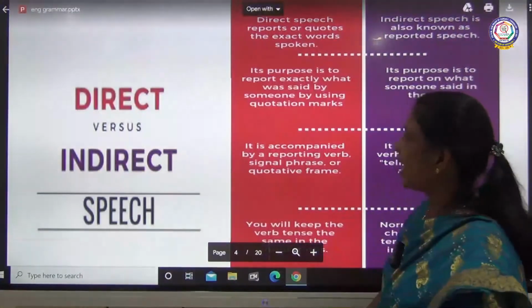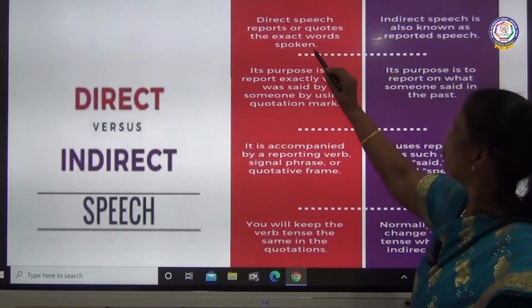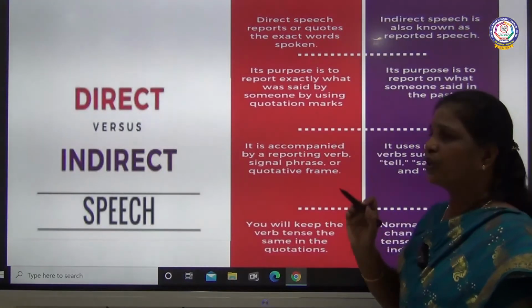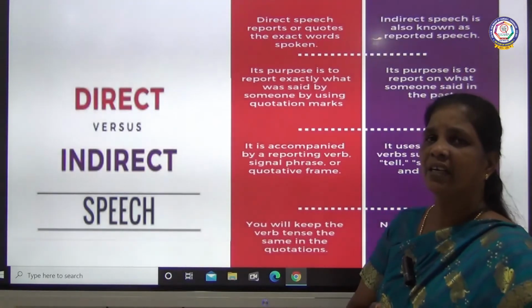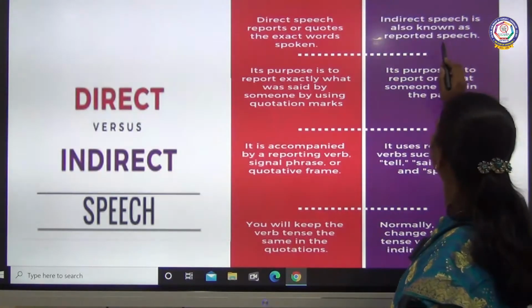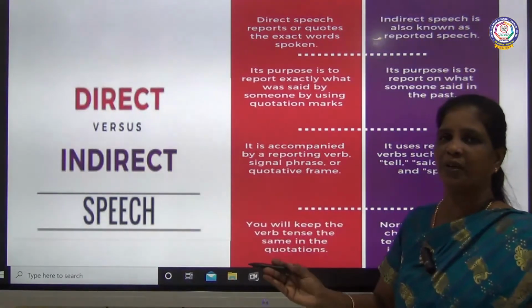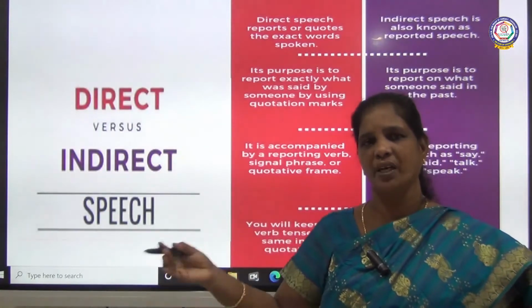Okay. So direct versus indirect speech. Direct speech reports or quotes the exact words spoken. What I have spoken to you exactly, that is called direct speech. Indirect speech is also known as reported speech. It is also known as reported speech, but not directly by the same person. It will be said by somebody.